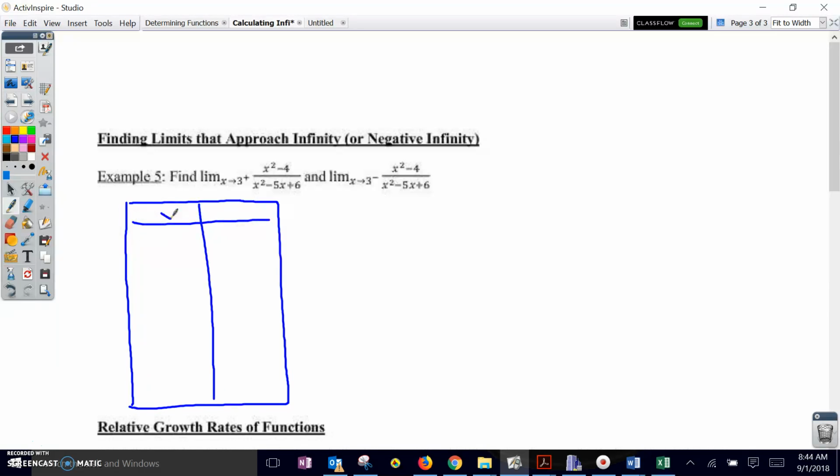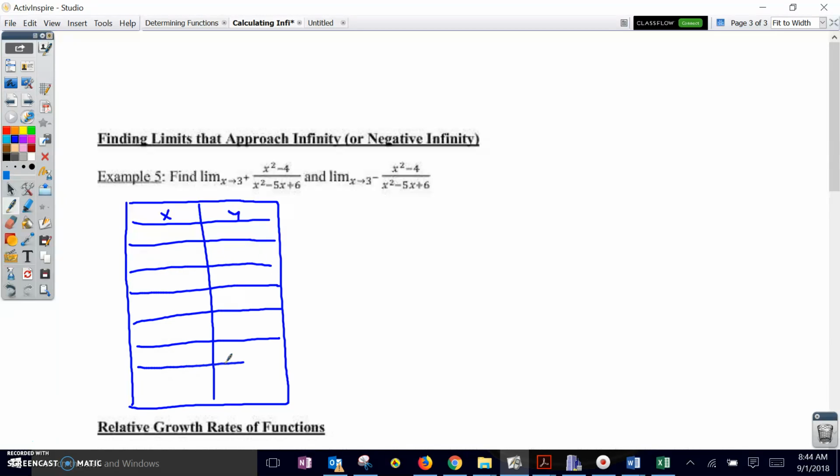I'm going to make 7 values here. One, 2, 3, 4, 5, 6, 7. Okay. With 3 in the middle.